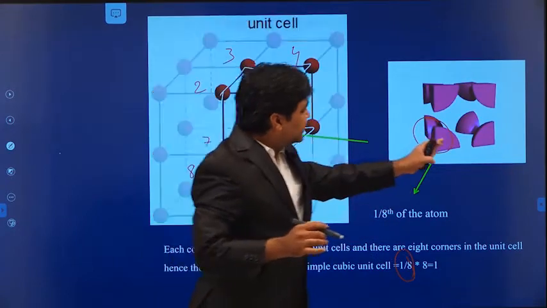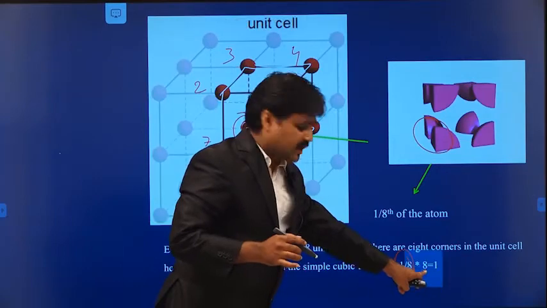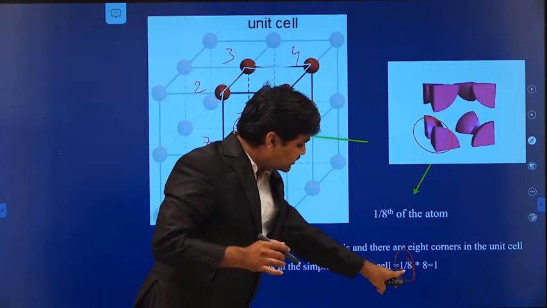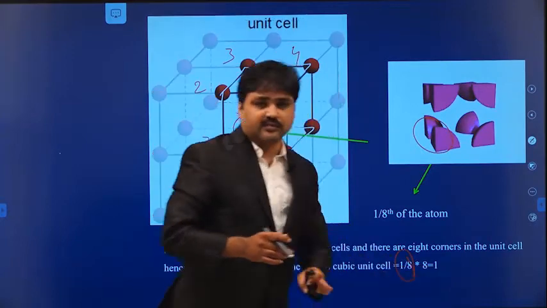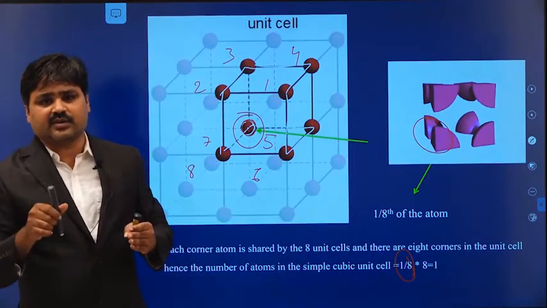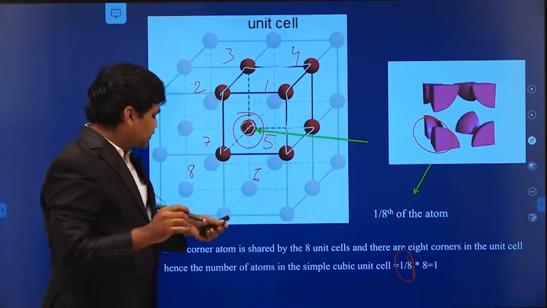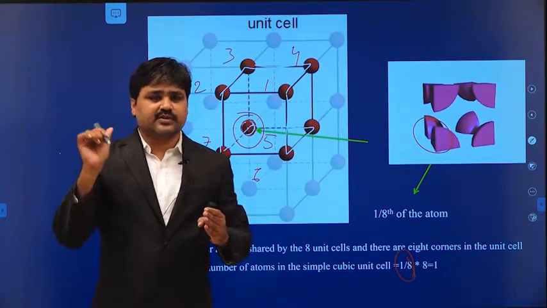If you add all these contributions, you get only 1 atom, because there are 8 corners, and the contribution from each corner atom is equal to 1 by 8. So totally that is equal to 1 atom. So in the case of the simple cubic structure, there is only 1 atom in the unit cell. The number of atoms in the simple cubic unit cell is equal to 1 atom.